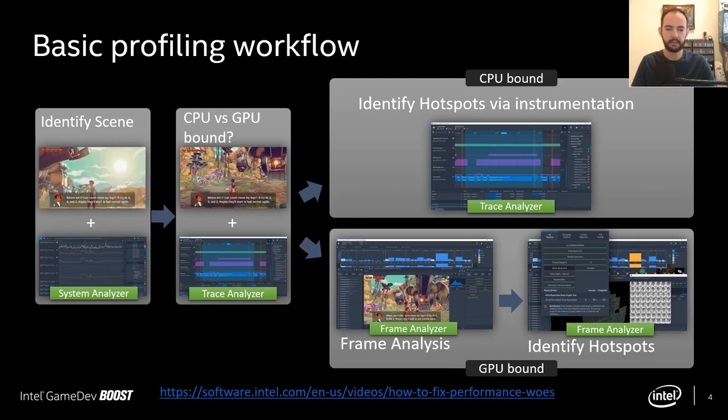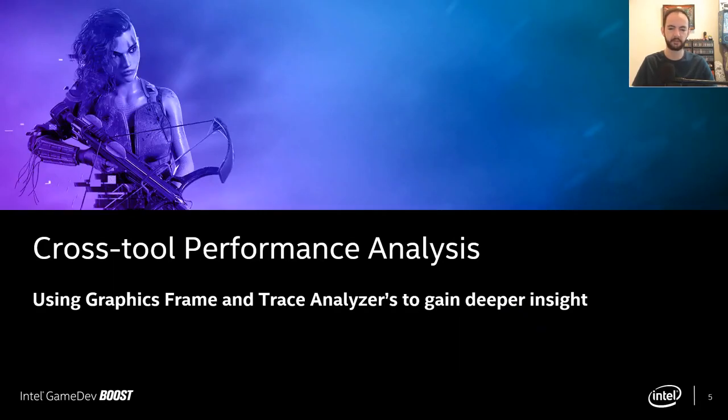And while this is perfectly valid, it's worth noting that once you start understanding more the nature of the collection mechanisms that we use for the different tools, you can actually start leveraging them in synergy a little bit better to actually get more information out of them. And that's the first thing that we're going to be talking about today. I'm going to leave it now to Stas to talk about the cross-tool performance analysis workflow and how you can gain deeper insight on your application's execution.